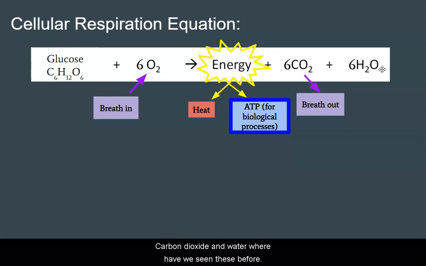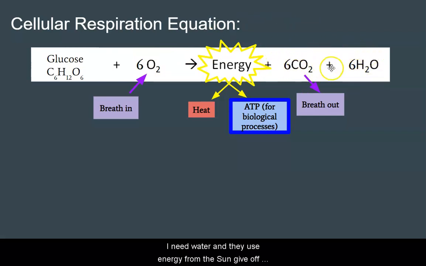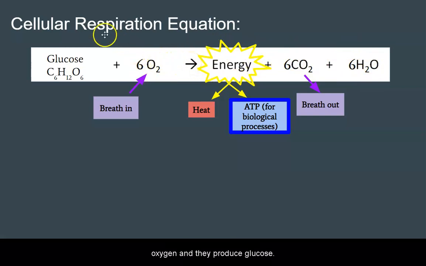Where have we seen these before? If I just flipped the arrow on this equation, it would look a whole lot like photosynthesis. If we remember, plants take in CO2 and they need water, and they use energy from the sun. They give off oxygen and they produce glucose. So it's heavily related. It's kind of the opposite of photosynthesis, because instead of making glucose, we're breaking it down.